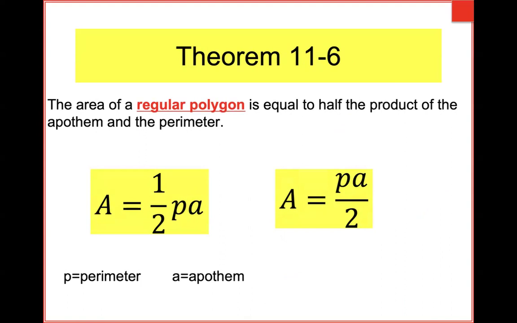Okay, remember I said that this was a nice, easy formula, 1/2 PA, or PA divided by 2. That looks so simple. Sure, if they give you the perimeter and the apothem, but they'll probably give you just one of those. You have to somehow figure out the other one. So that's where the complexity enters in.